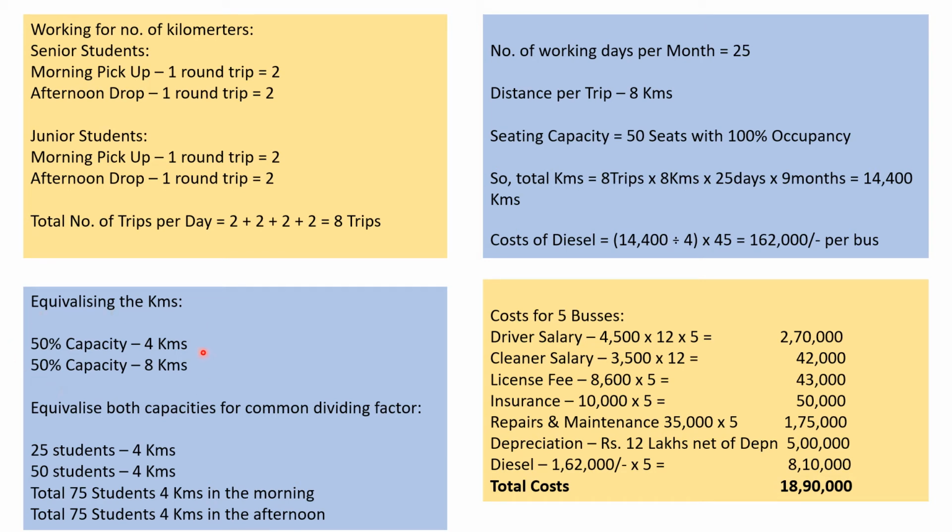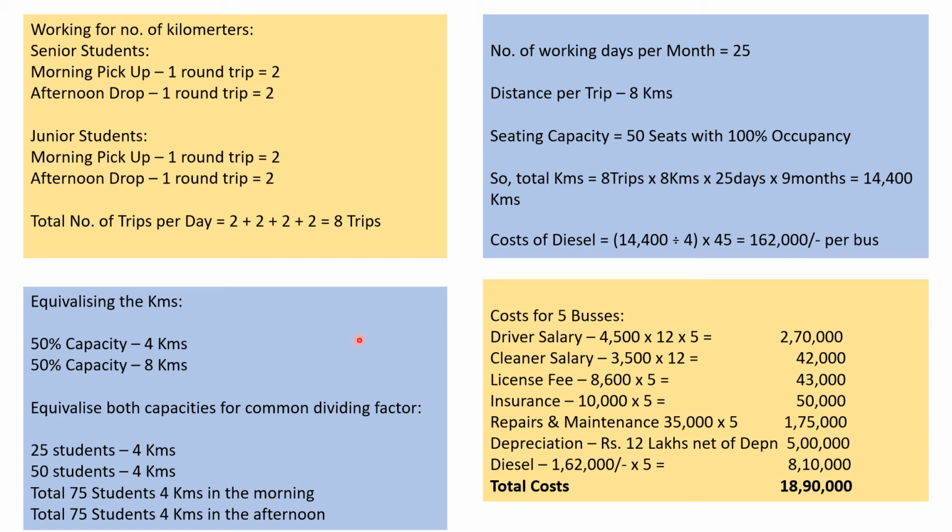Here, 4 kilometers for 50% means the total capacity of the bus is 50 students. So at 50% capacity, 25 students travel 4 kilometers and 25 students travel 8 kilometers. They have said 100% occupancy. If they say any other percentage, then we have to multiply that percentage with this particular capacity. Otherwise, we will not be able to arrive at proper costing. You understand? So this occupancy capacity is very important.